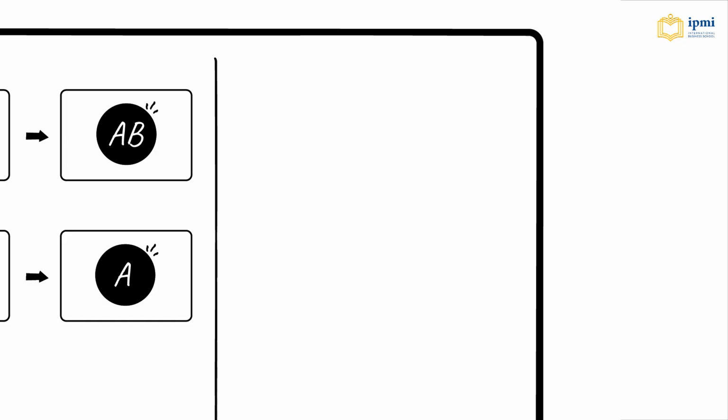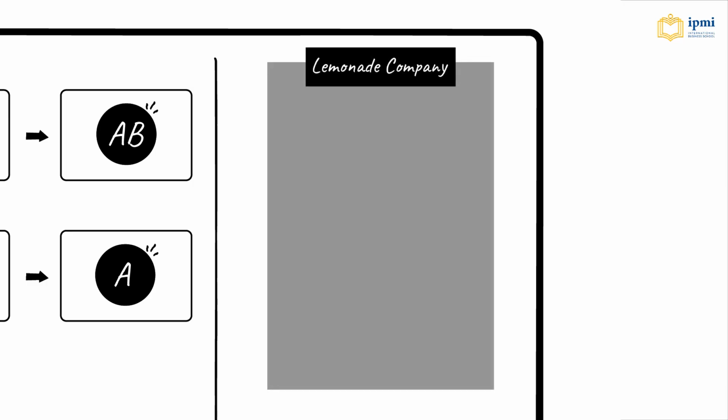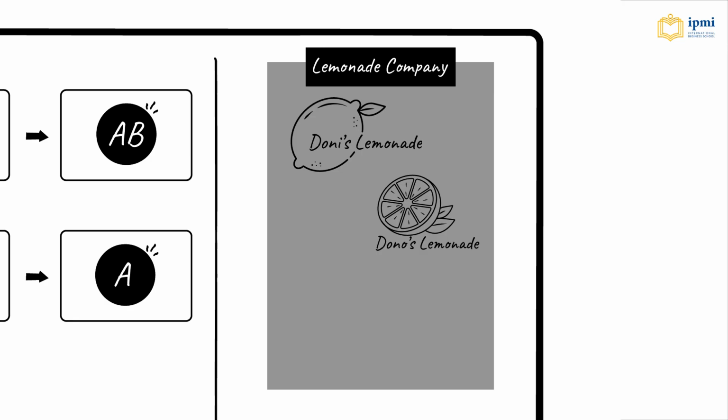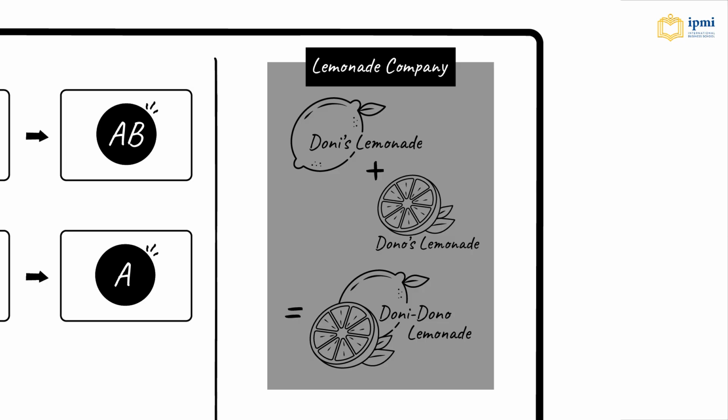Imagine that there are two business entities, laminate companies, Donny's Laminate and Dono's Laminate. The two companies decided to join forces and create another new, bigger company, named Donny Dono Laminate. This is called a merger.